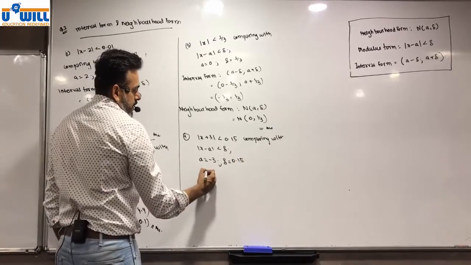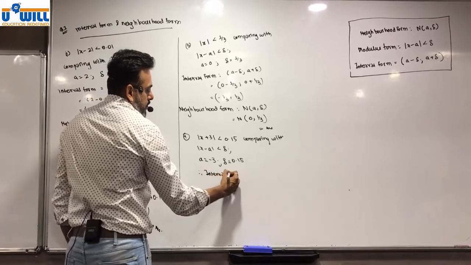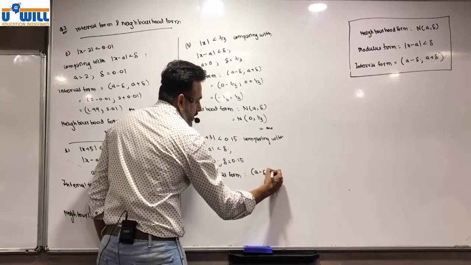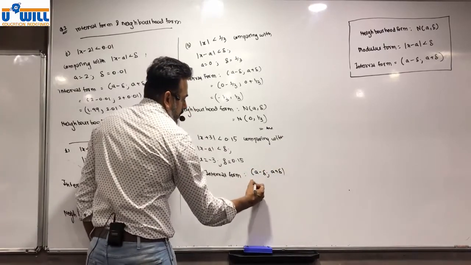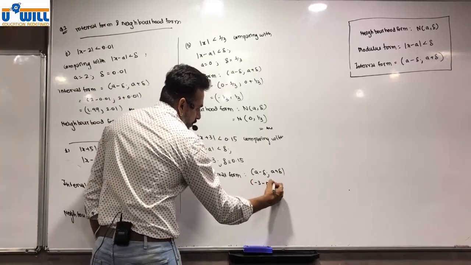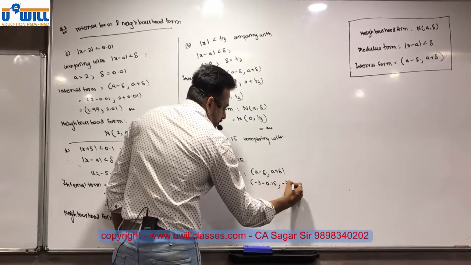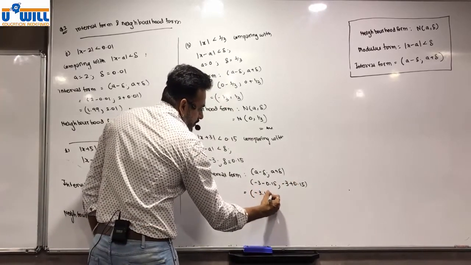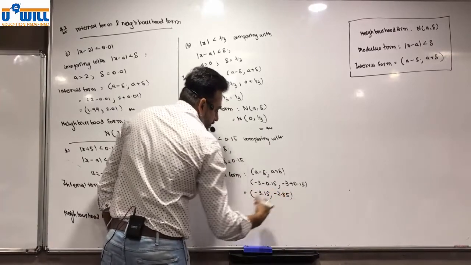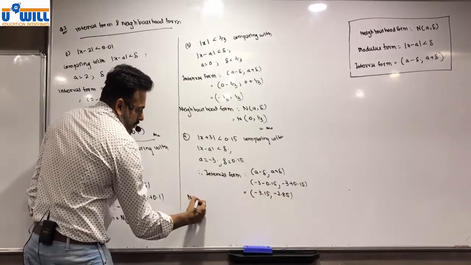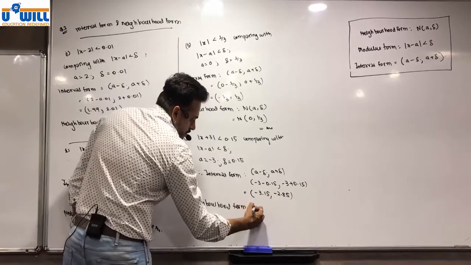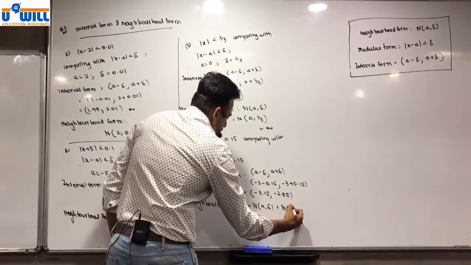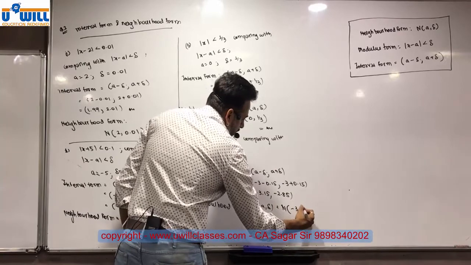Therefore, interval form is a minus delta, a plus delta. So a is minus 3 minus 0.15, minus 3 plus 0.15, which is equal to minus 3.15, minus 2.85. Neighborhood form: N in the bracket a comma delta, where a is minus 3 and delta is 0.15.